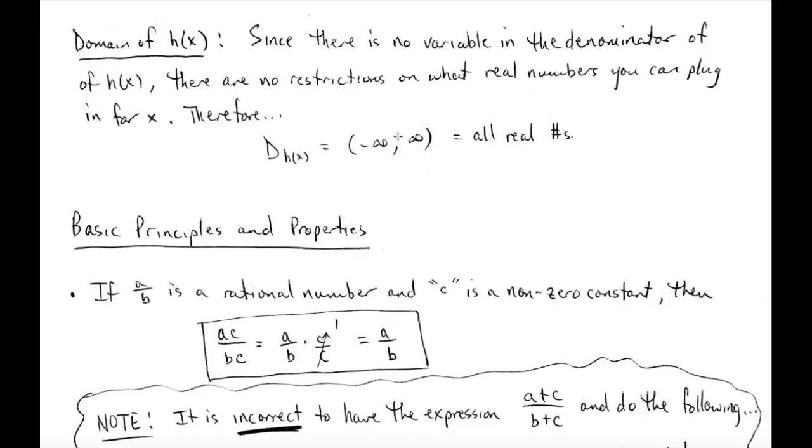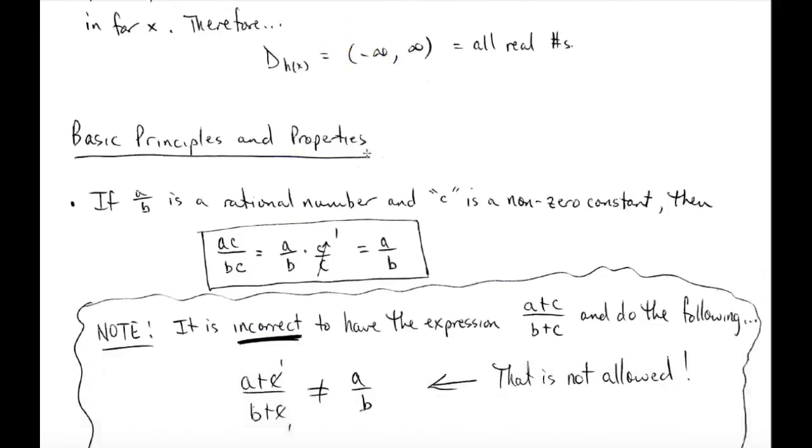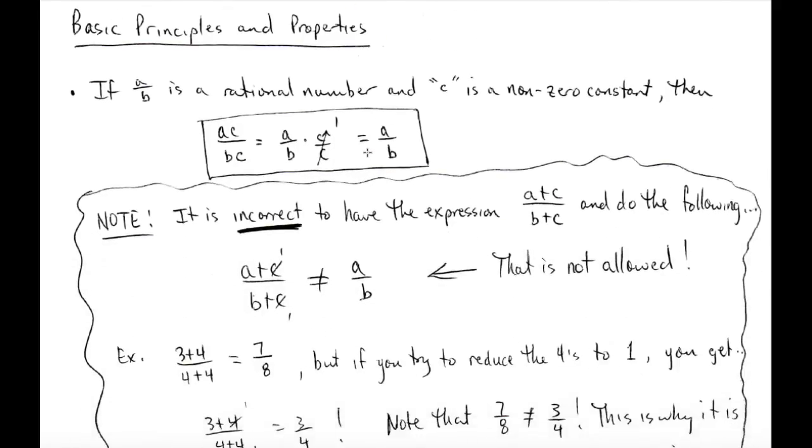Okay. All right, so we've talked about the basics on what a rational expression is, and we've talked about the domain of a rational expression or function. So now we're going to get into some other basic properties before we get into a lot of the examples that we have. All right, so basic principles and properties.